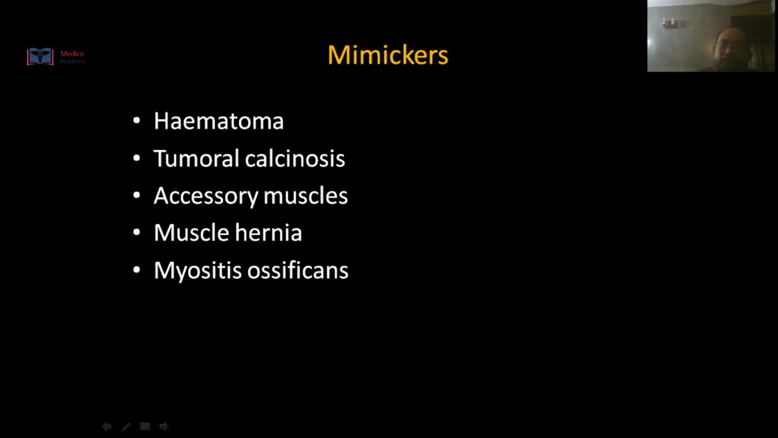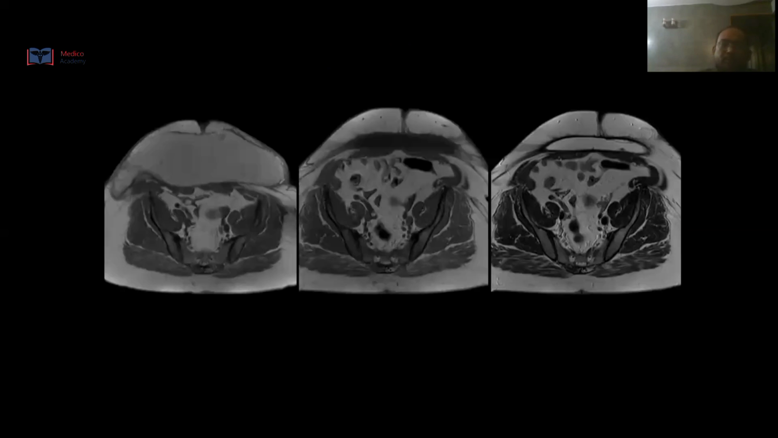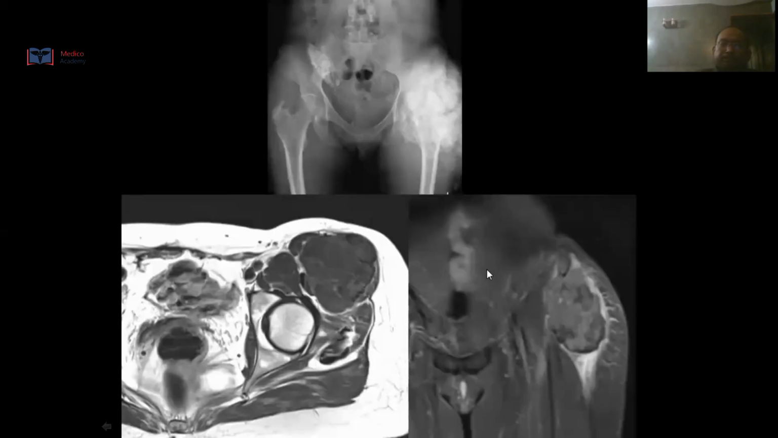There are some mimickers of the soft tissue sarcoma, such as hematoma, tumoral calcinosis, accessory muscle herniation, and myositis ossificans. So this is an example post-operative where you are able to see a large fluid collection, and on follow-up imaging, it is seen there is a reduction in the size of the fluid content. That is the case of a seroma.